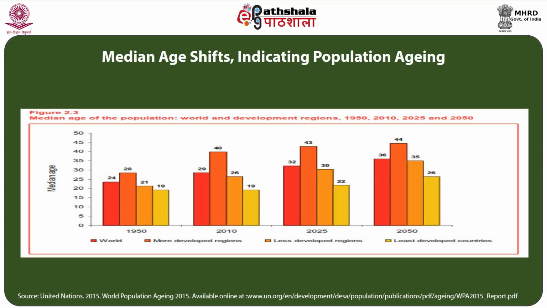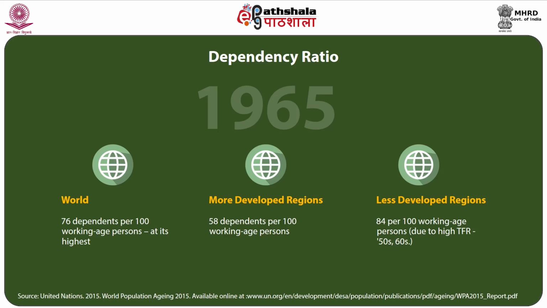Another important indicator is, given the age transition, what is the extent of the dependency ratio and its changes in the world and also in the more developed and less developed regions. What it clearly indicates is that the highest number of dependents, to the extent of 76 dependents per 100 working age persons, was noticed in 1965 in the world as a whole, while more developed regions had a high of 58 dependents, and in the case of less developed regions, it was as high as 84 per 100 working age persons.